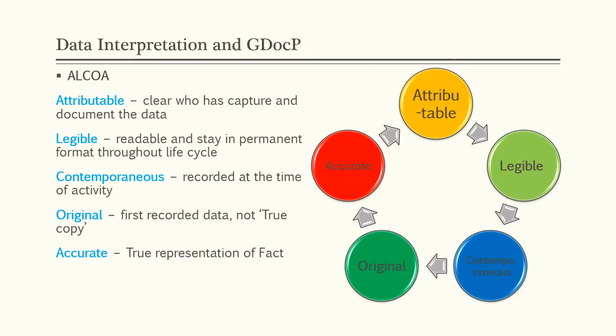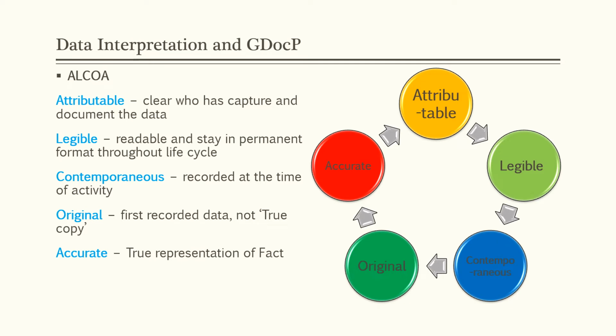ALCOA. What does ALCOA stand for? Attributable, legible, contemporaneous, original, accurate. Attributable. Clear who has captured and documented the data, who is writing the data in short. Legible. Readable and stay in permanent format throughout the data life cycle.